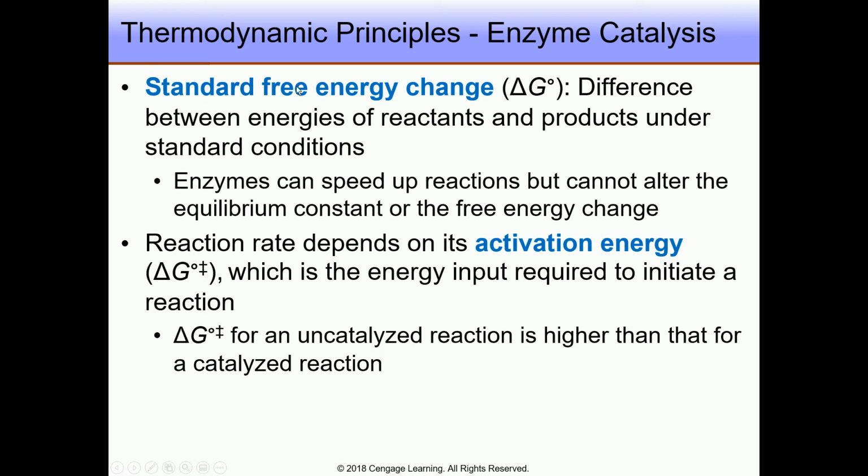What is delta G? It's a standard free energy change. This is the change in energy when the reaction proceeds and the reactants are formed into products. Standard free energy change is the difference between the energies of reactants and products under standard conditions. Now for a reaction to take place, there is a requirement of input of some energy. The reactants have some free energy in them, but they require the input of more energy, and that energy is called the activation energy.